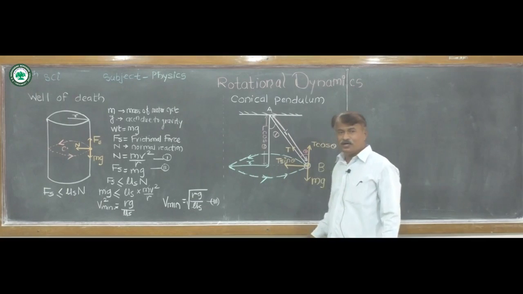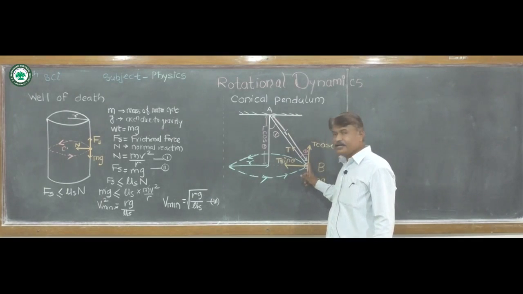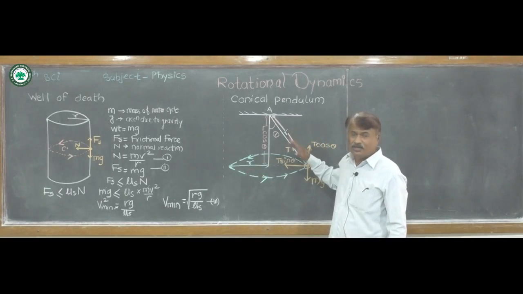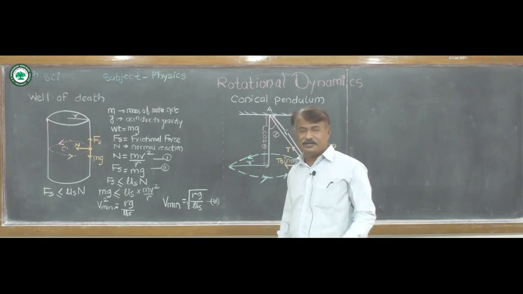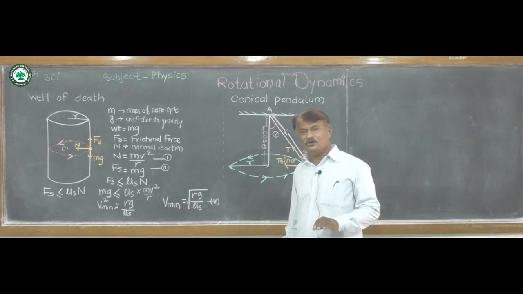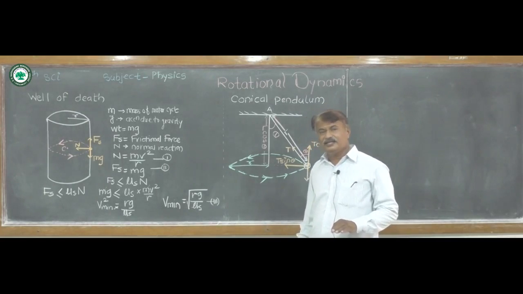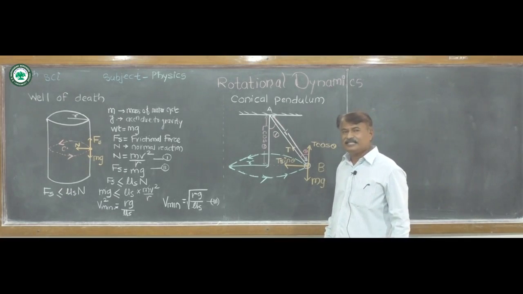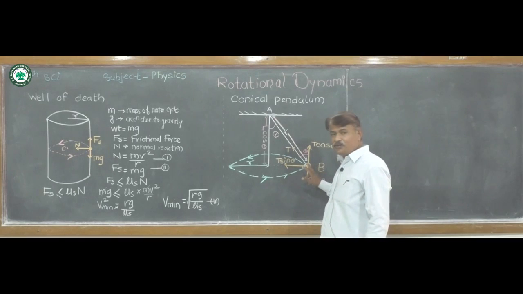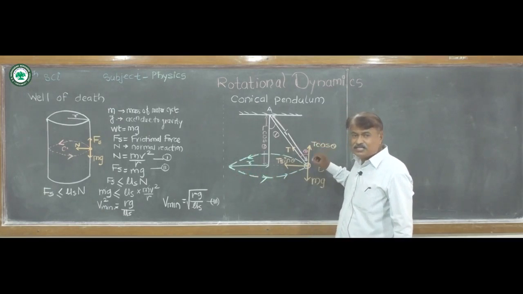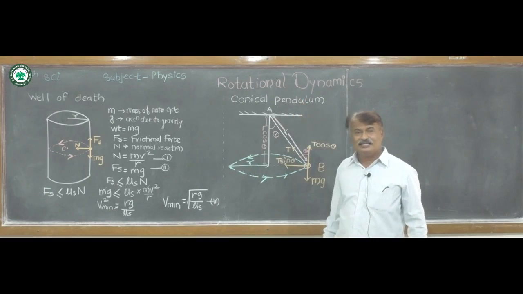Now in the case of a conical pendulum, the bob revolves along a horizontal circle, and as the bob moves along the horizontal circle, the string describes a cone, and that's why such a pendulum is called a conical pendulum. The definition of a conical pendulum is very simple. A conical pendulum is a simple pendulum in which a heavy sphere is suspended from a rigid support by means of a thin inextensible string, and the bob revolves along a horizontal circle in an anti-clockwise or clockwise sense with constant linear speed.